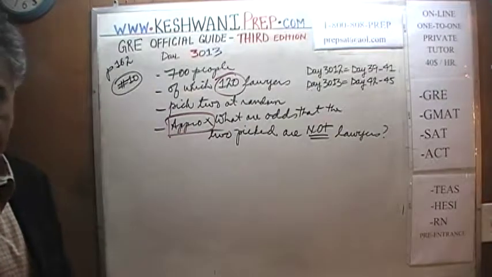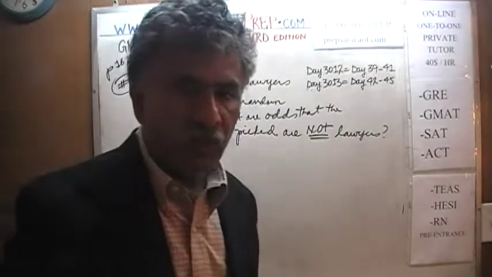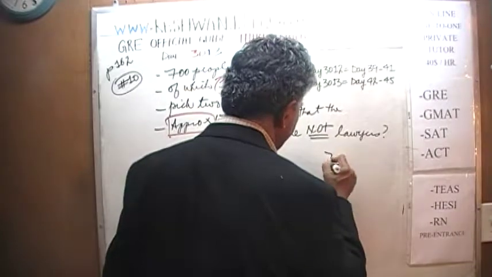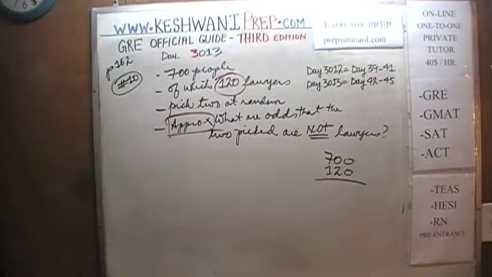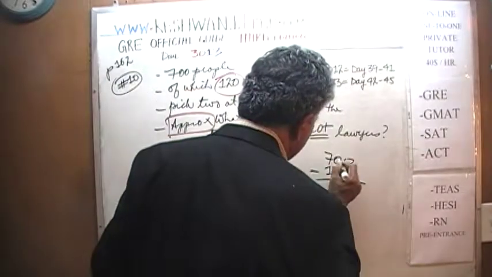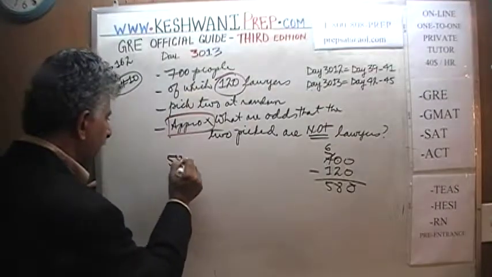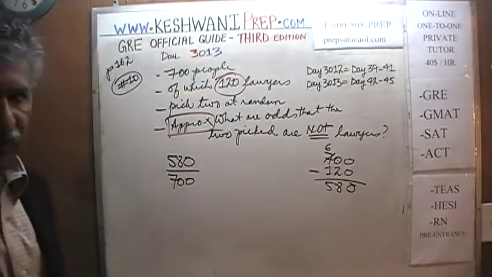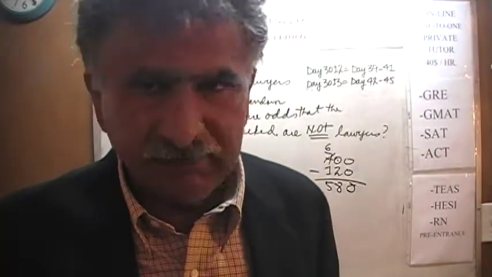What do you suppose the odds are of picking the first person who is not a lawyer? Well, before we answer that question, we have to first figure out how many people in the room are not lawyers. Well, we have 700 of them, of whom 120 are lawyers. So let's subtract the two. 10 minus 2 is 8, and 6 minus 1 is 5, so 580. So 580 people are not lawyers out of 700. So if I were to pick one person at random, the first person, the odds are 580 out of 700 that the first person that we picked is not a lawyer.